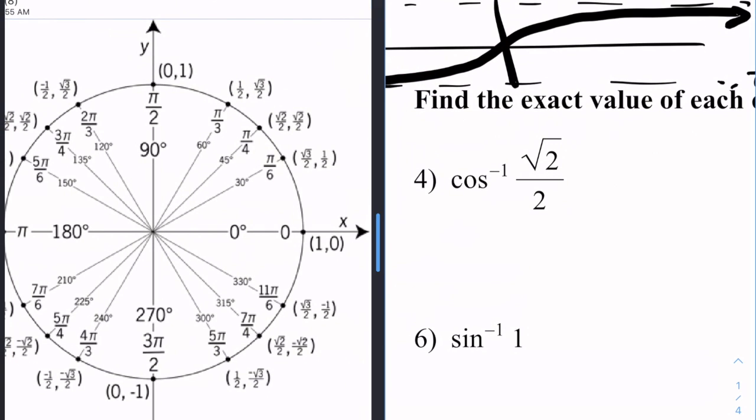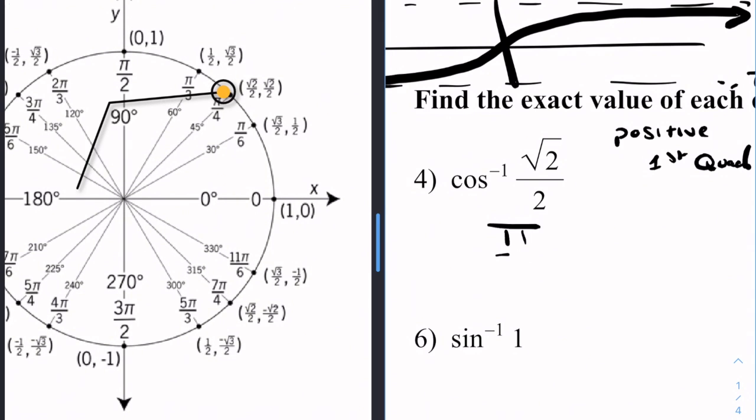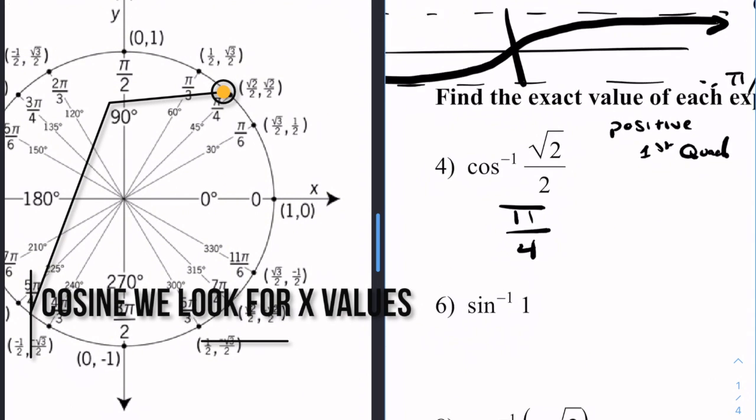Positive, first quadrant. And anytime you see inverse trig, it's asking, at what angle do we get this value? So root 2 over 2, we look at the x value. Where is it root 2 over 2? We see that it is at pi over 4, and that's in our interval.